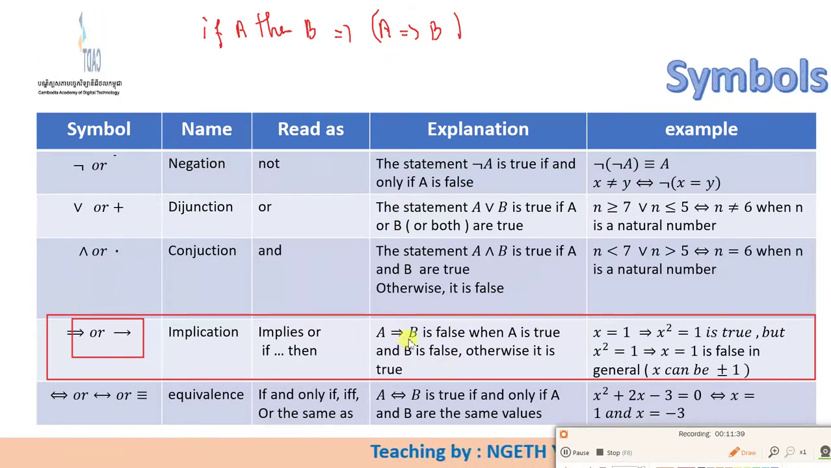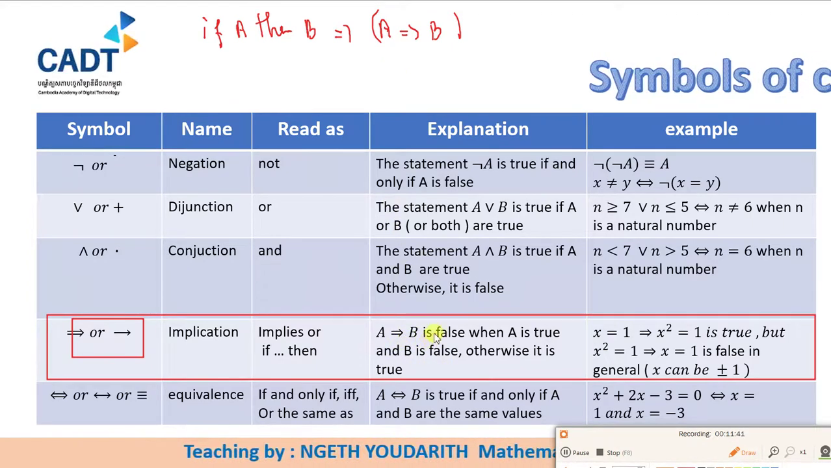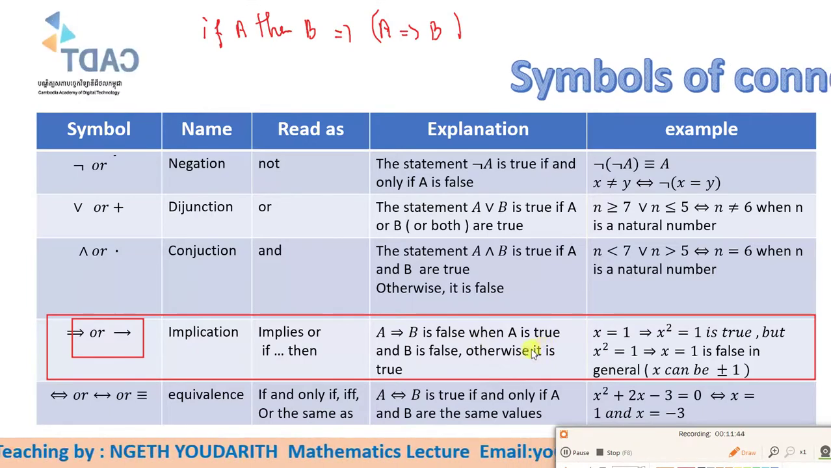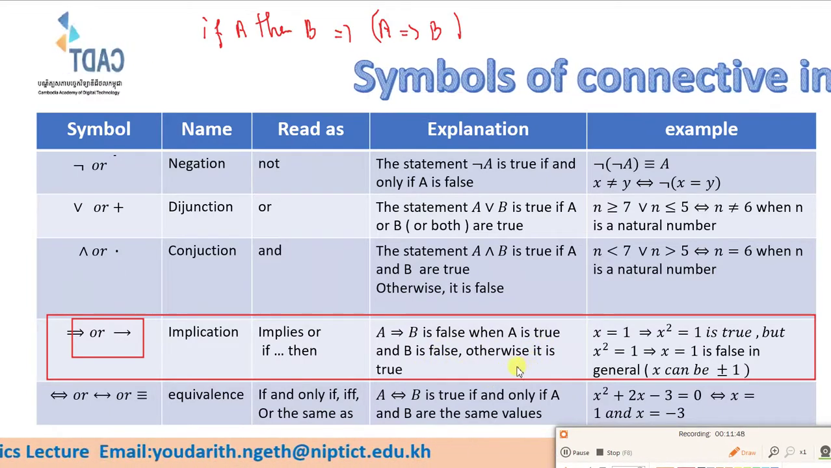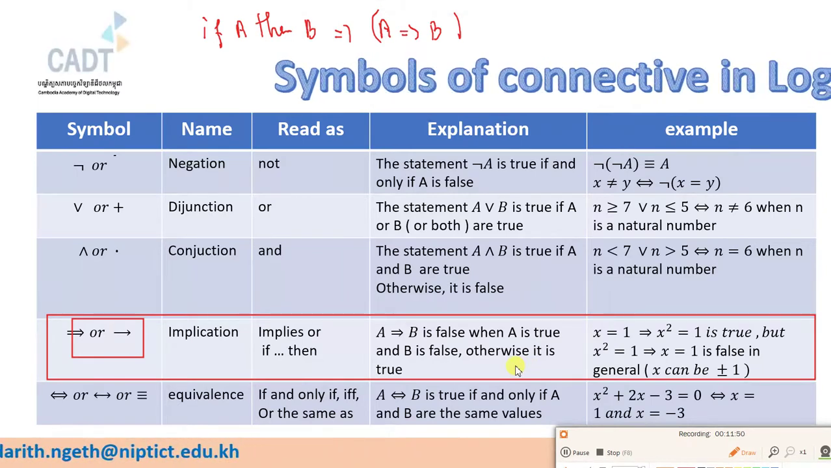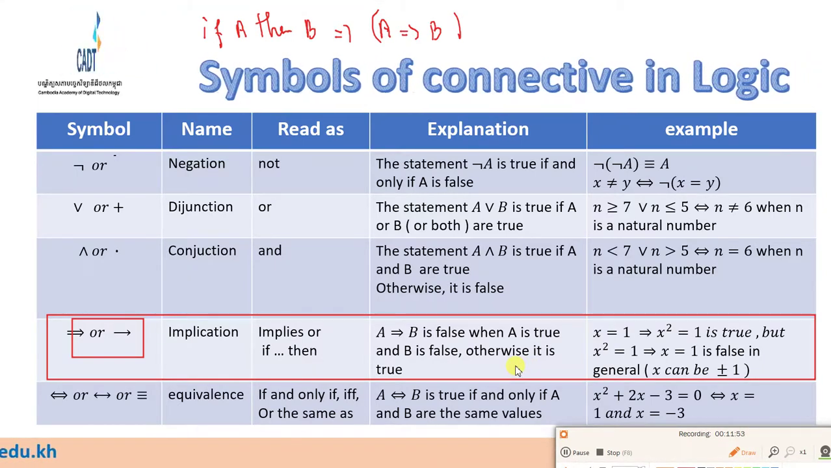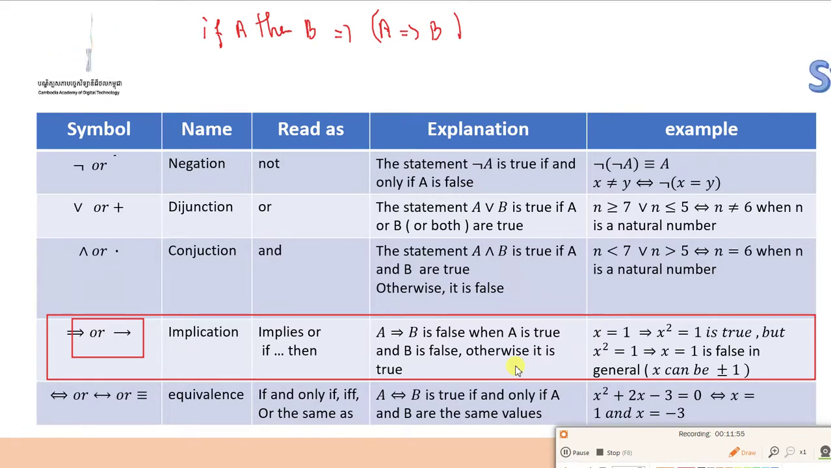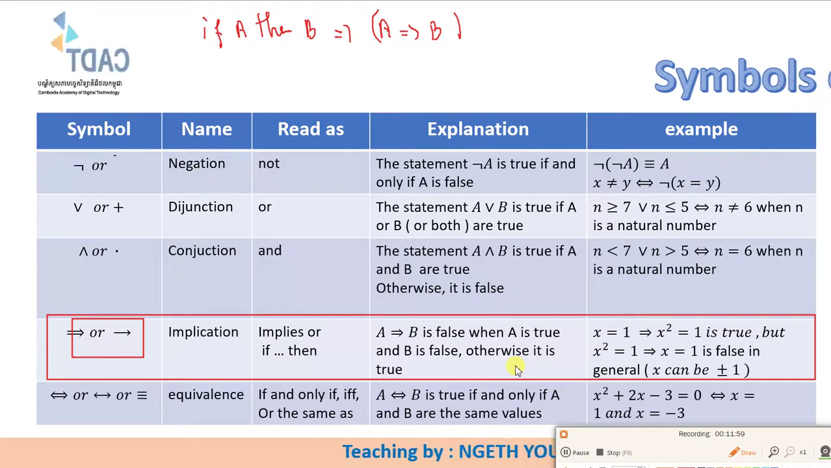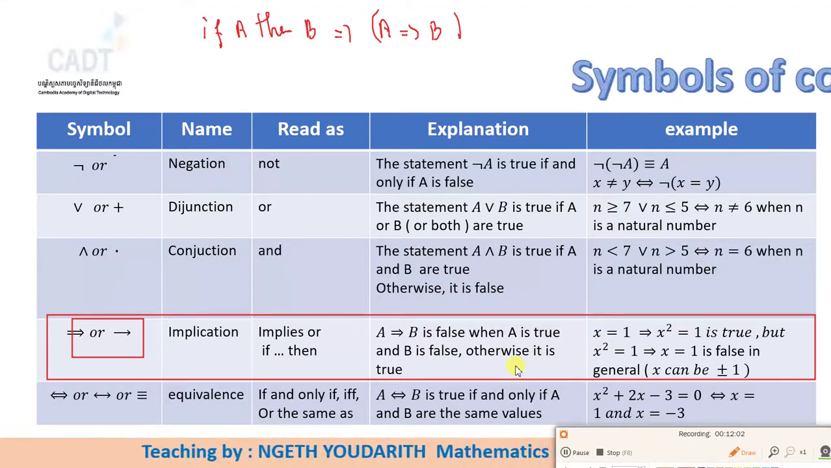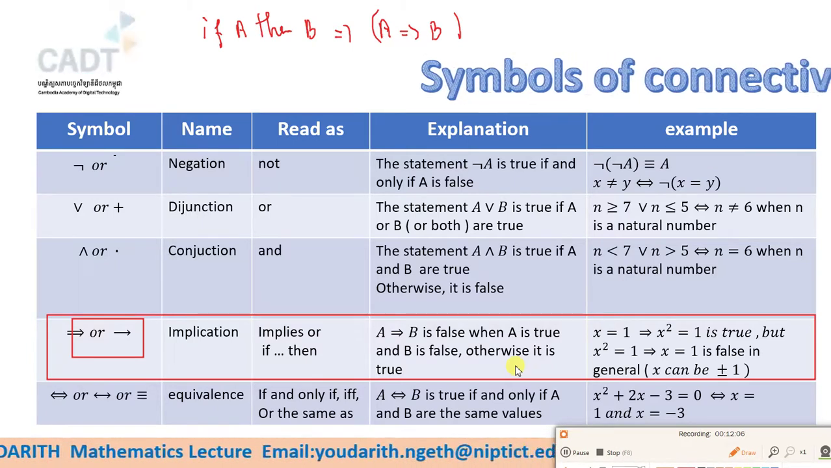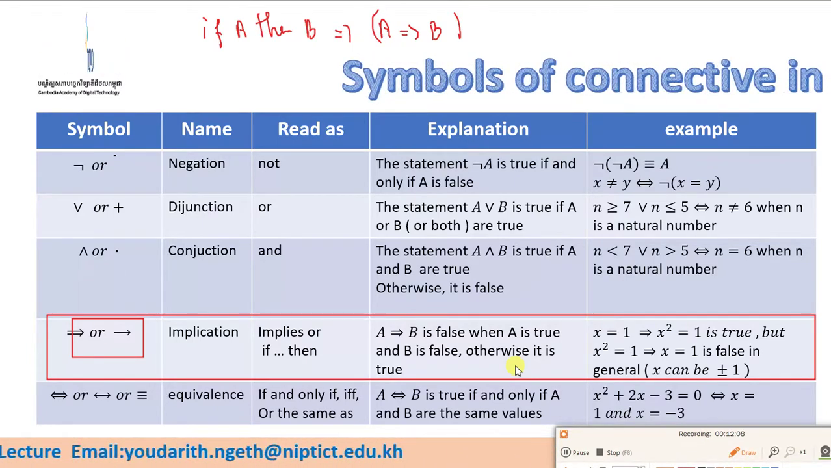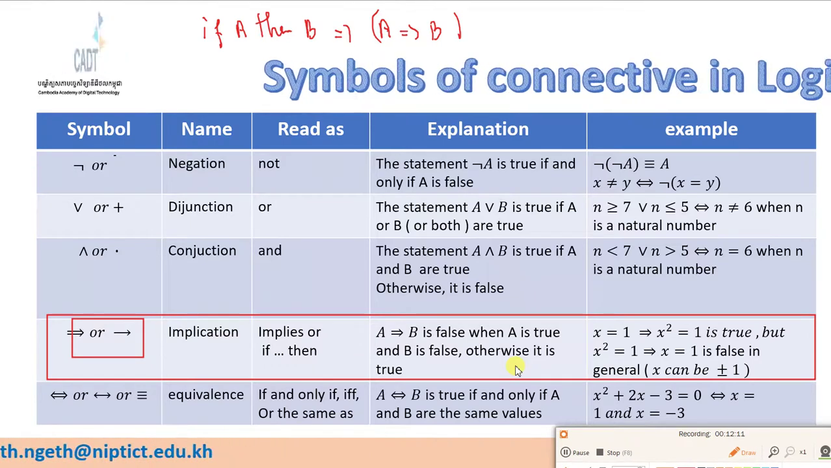A imply B, if A then B, is false when A is true and B is false, otherwise it is true. So it means there is only one case where implication is false: A true and B false. If A true, B false, it means that A imply B is false. Otherwise, besides this rule, it is true.